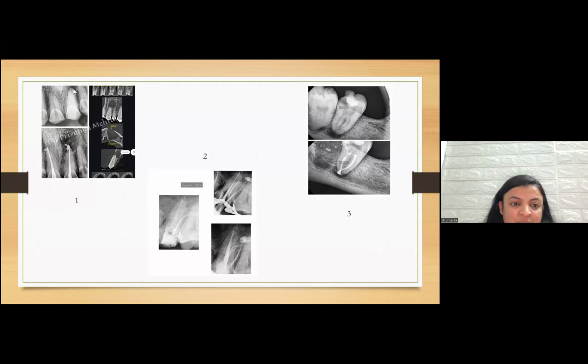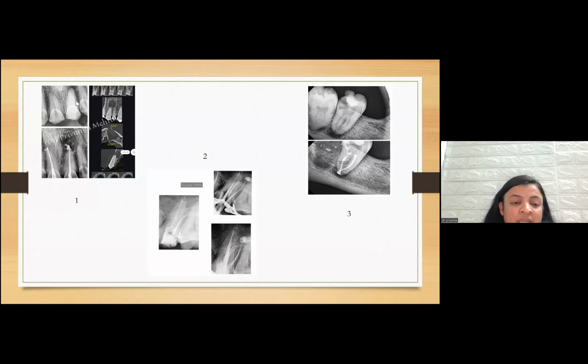I reached the canal. I used SS White's EG5 bur over here and reached the canal orifice, the canal opening. With smaller K files, number 6, 8, and 10, I negotiated the canal till the apex. But even after negotiating, there was no discharge coming out of the canals. After that, I gave the dressing for this tooth, but even after all this, the pain was not going.